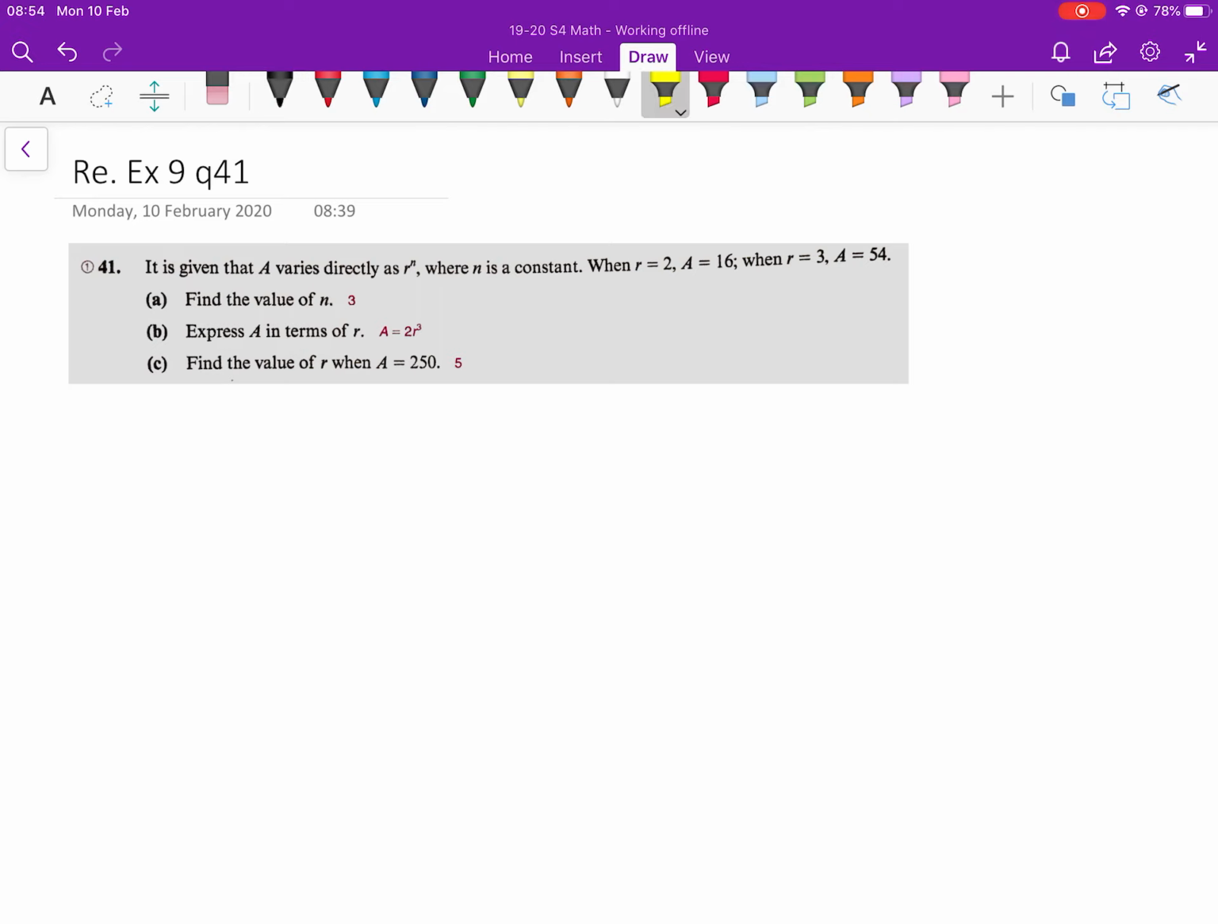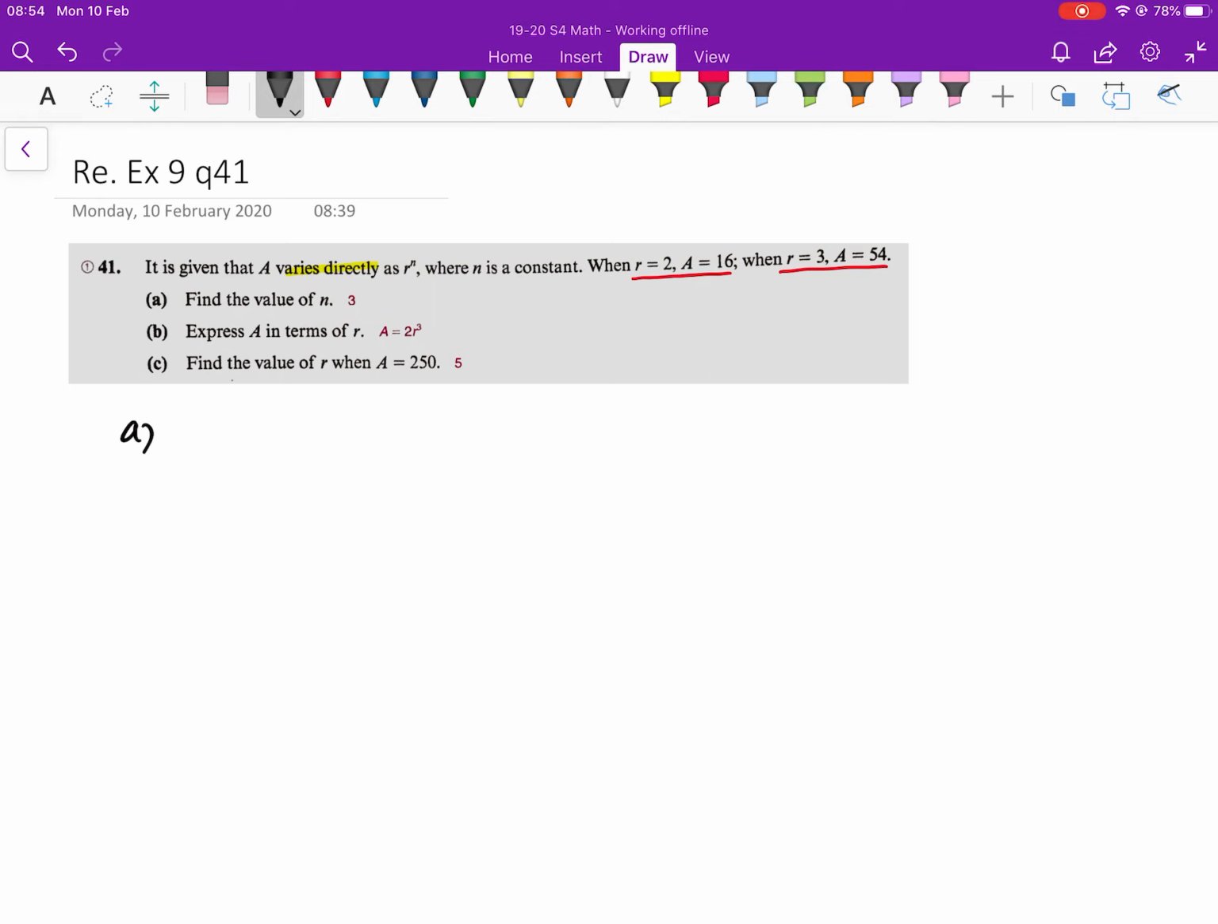As you can see, it is a question about direct variations, as it stated that A varies directly as r to the power n. Then it is given two pairs of r and A. That means we have to substitute back into the equation later. So let's do the question together.